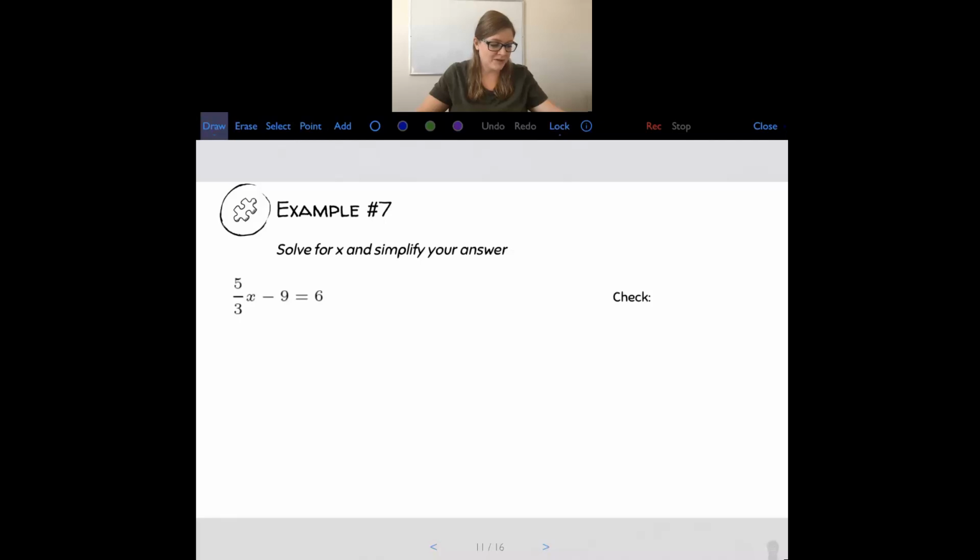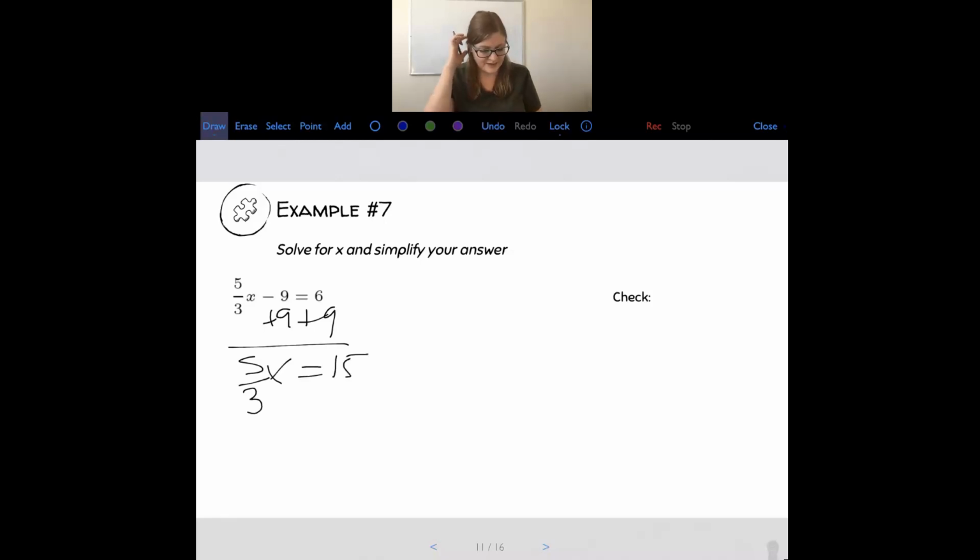When you have a problem with fractions, there's a few different ways that you can approach it. I'll go over a couple of those in this lesson. So one way we can approach this problem is to move the 9 to the other side. Then we have 5/3 x, our term with the variable, equal to 15. Okay, so we have 5/3x is equal to 15.